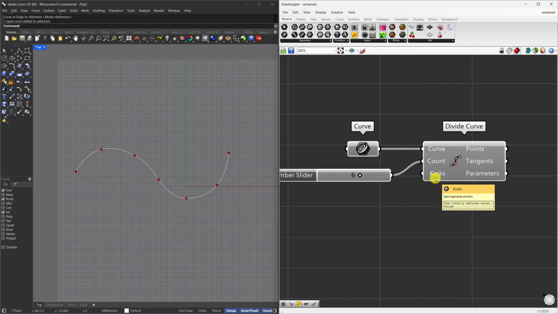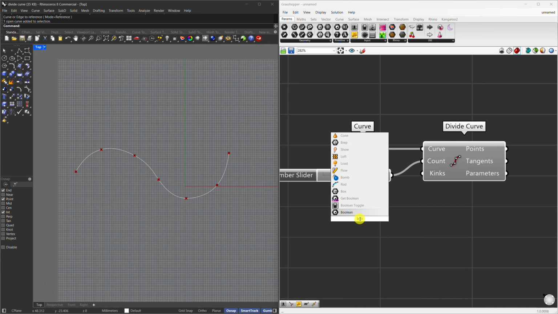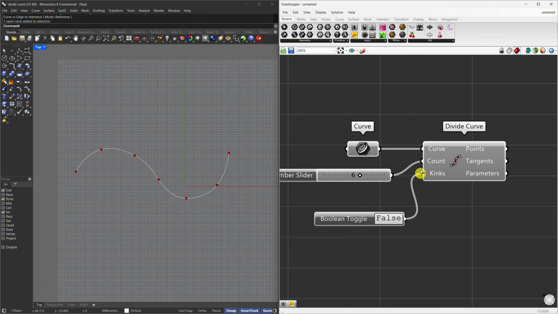Then there is Kinks. If you hover over it, it is showing false. So it is a Boolean value. Let's make it true and see what happens. Boolean toggle. It's already false. True. Did you see anything change? Let's click again. Nothing changes. Kinks will only be useful when your curve has some kind of edges.